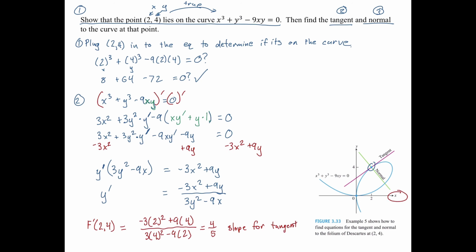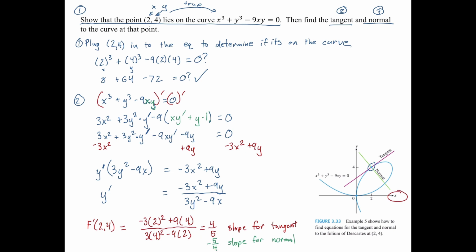And of course, for the normal, we just have negative 5/4, the negative reciprocal, as the slope for the normal line. So of course, this doesn't quite give us the actual line that we're asked for. This just gives us the slope of them. And again, the 4/5 is the slope for the tangent line because we plugged (2, 4) into our derivative. And the normal line, by definition, is perpendicular to the tangent. Since it's perpendicular, you take the negative reciprocal.